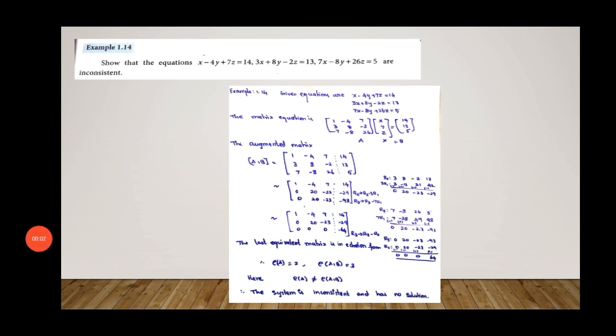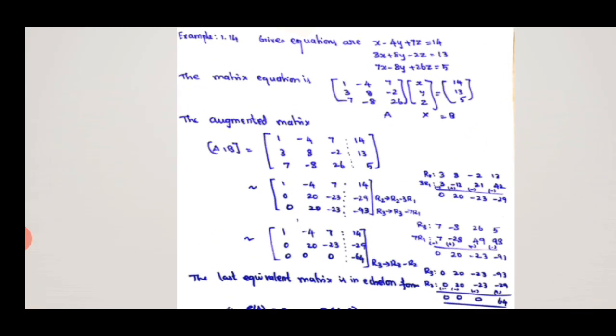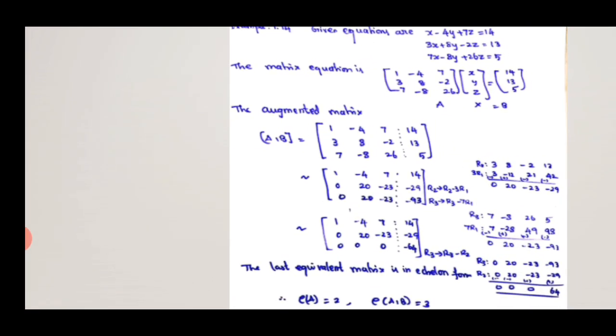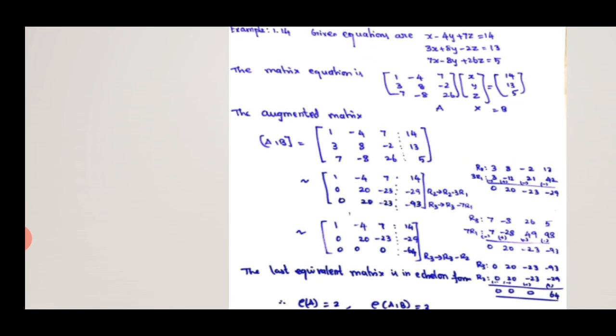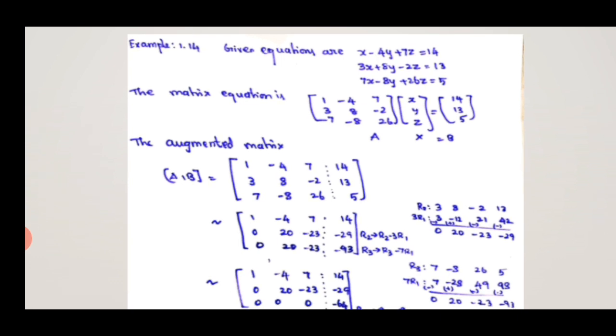So now example number 1.14. The given equations are x minus 4y plus 7z equal to 14, and 3x plus 8y minus 2z equal to 13, and 7x minus 8y plus 26z equal to 5. Okay, the three equations we got. So now the matrix equation we have to write.